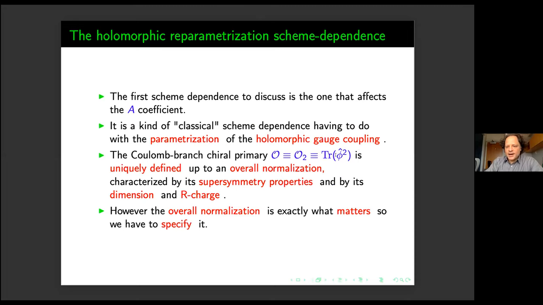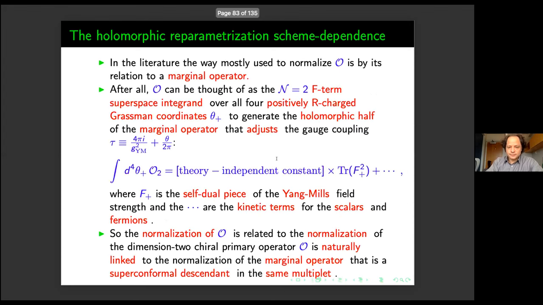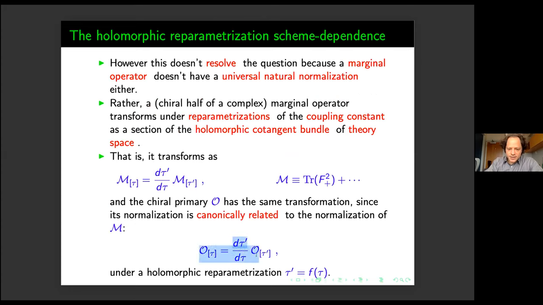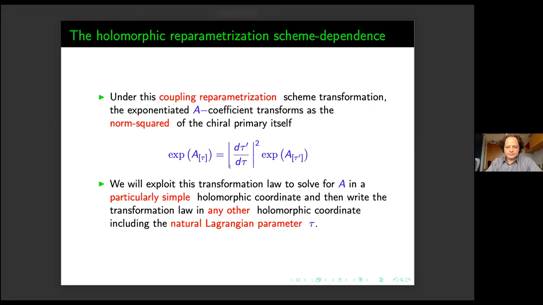It has to do with the fact that a chiral primary is in the same superconformal multiplet with a chiral marginal operator. By acting with four chiral supercharges on the chiral primary, you get a marginal operator. And so the chiral primaries transform as cotangent vectors over the conformal manifold. So here, in other words, is the transformation law for a chiral primary under a holomorphic reparameterization of the coupling. This is the scheme dependence of the A coefficient. It looks like this when it's exponentiated.